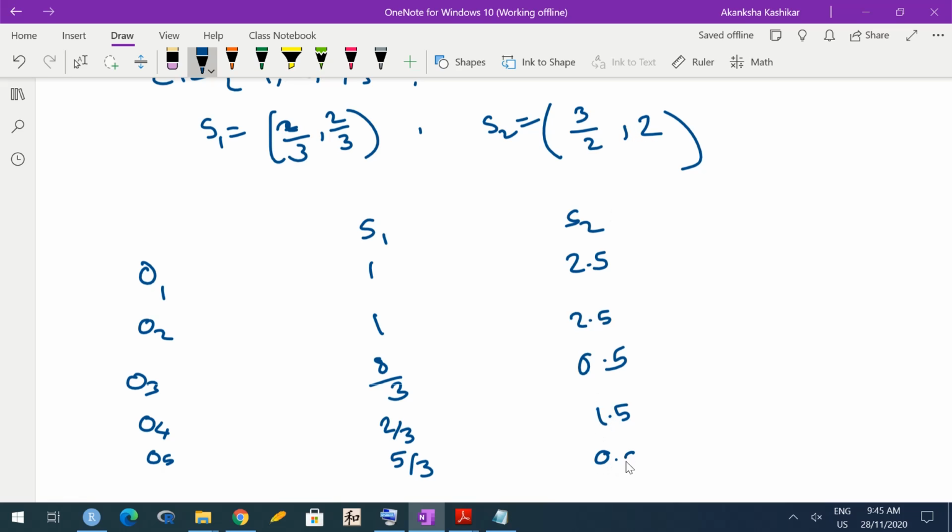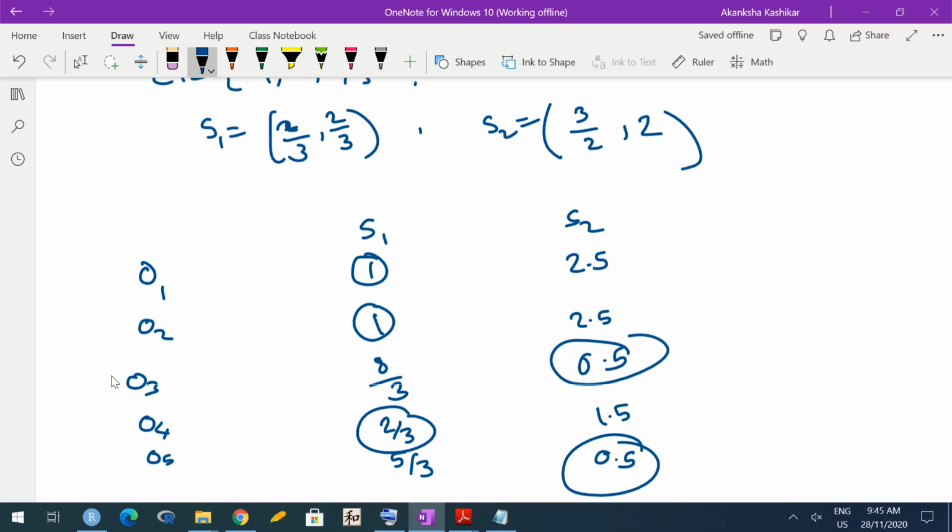So 0.5. Okay. So here this is closest, this is closest, this is closest, this is closest, and this is closest. So I get O1, O2, O4 in one group, O3, O5 in other group. So this is exactly the same as the earlier configuration. So my cluster analysis procedure has converged. So we stop here. Okay. So this is how we carry out k-means cluster analysis.